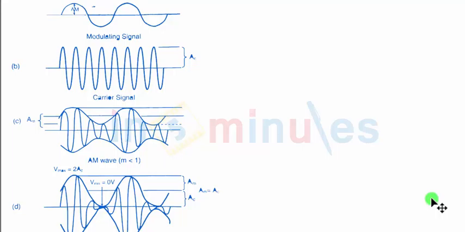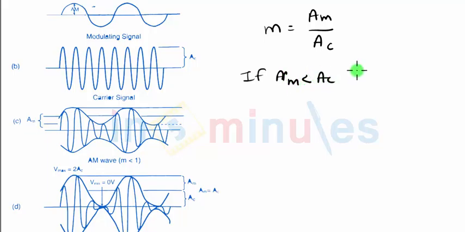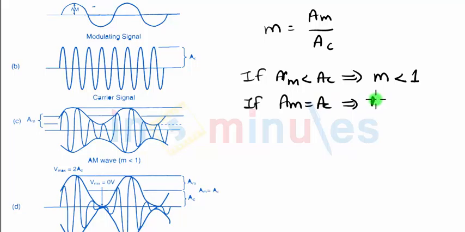In the previous video clip, we have defined one very important parameter which we have called modulation index. It is defined as AM by AC, where AM is the peak amplitude of the modulating signal and AC is the peak amplitude of the carrier signal. We had seen two cases. If AM is less than AC, then modulation index will be less than 1. If AM is equal to AC, then modulation index will be equal to 1. And we had seen both the waveforms.